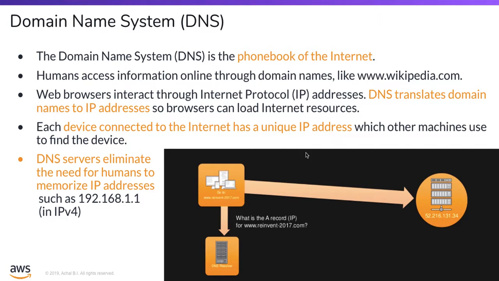Here you see an example. I've taken a re:Invent 2017 example where, when you click on reinvent2017.com, it would talk to the DNS resolvers, and the DNS resolver would give an IP address instead of www.reinvent2017.com, and our browser would use that IP address to talk to that resource.